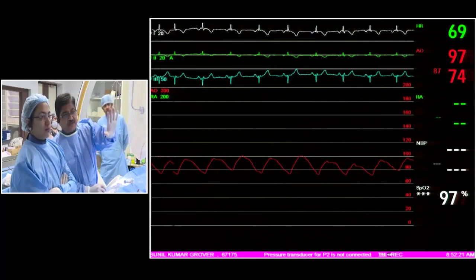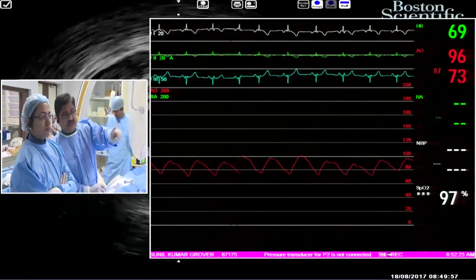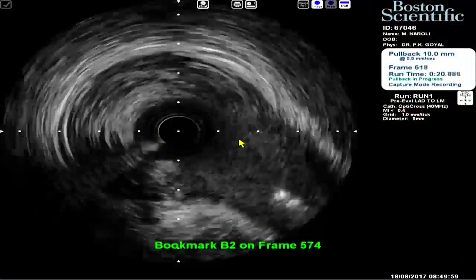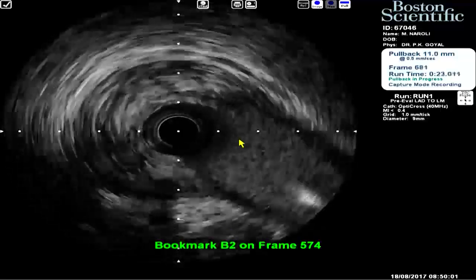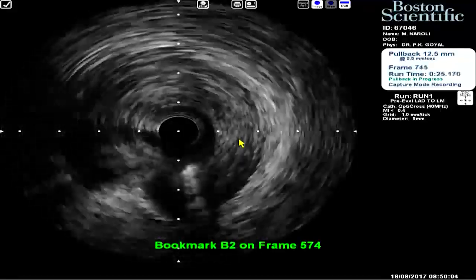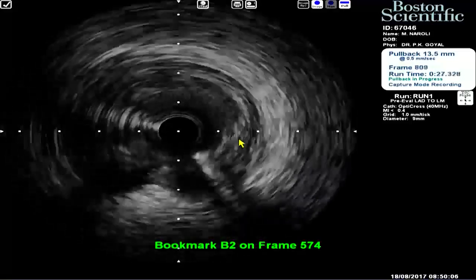Can we get the IVUS back on the screen, please? This is all part of the LAD, near the ostium. And that's the circumflex coming up. And that's in the left main. It's at the bifurcation point of the left main. The circumflex is probably open.